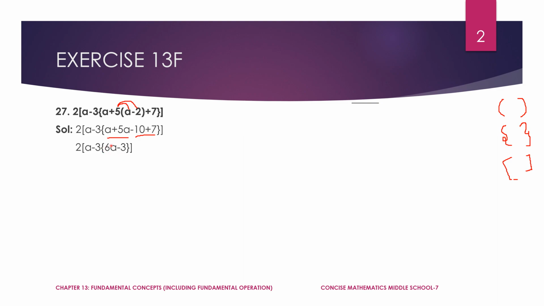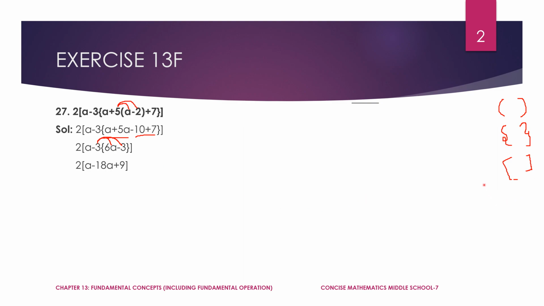Now inside this flower braces you cannot solve anything more, right? So now multiply this minus 3 with 6a and minus 3 should be multiplied with minus 3 again, right? So when you multiply inside, what you get is minus into plus is minus, 3 6s are 18a, minus into minus plus, 3 3s are 9. Is it clear? Now we have removed this flower braces.